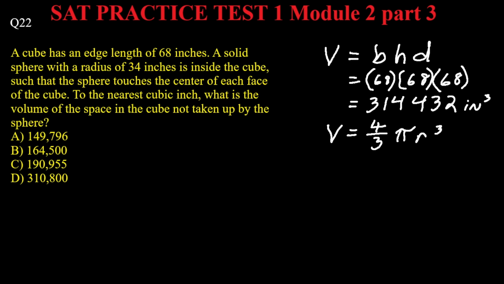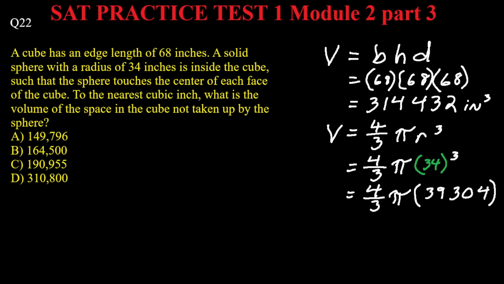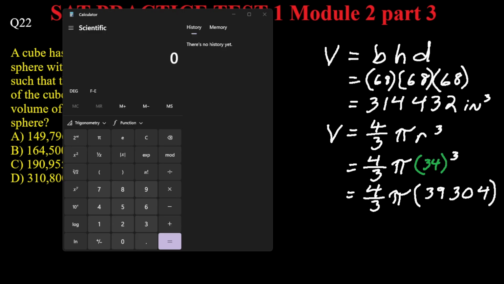Now we'll find the volume of the sphere, which is 4/3 pi r cubed, and the radius is half the length of one of the edges to get to the center. So that would be 34, so we substitute that. Then we'll do 34 cubed, and we get 39,304. And now we'll multiply straight across on the calculator. So I have 4/3, which is 1.3333, times pi times 39,304.